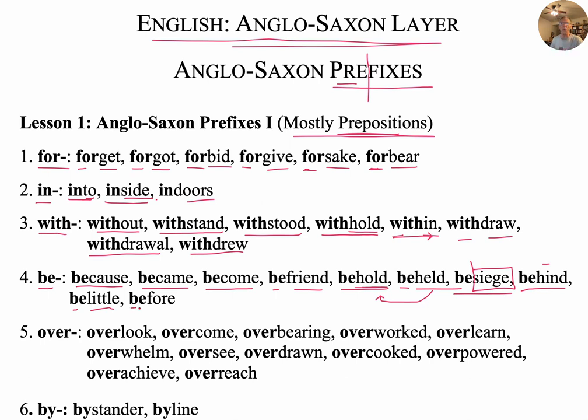And then before. Of course, that's the opposite of after. Before. The next prefix is over. So we have overlook. The main use of that word is when something's in front of you, you don't see it, you overlook it. People laugh. I'm real good at finding four-leaf clovers. I never overlook a four-leaf clover.